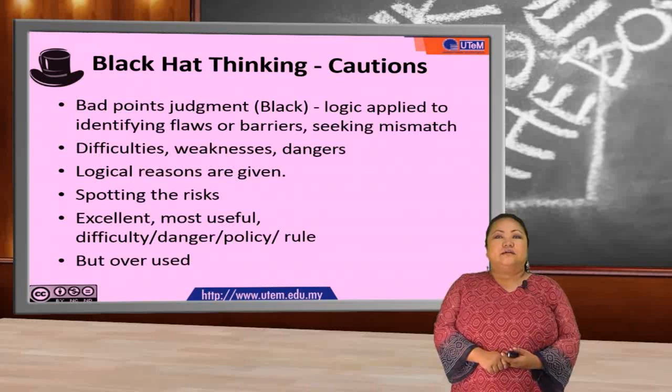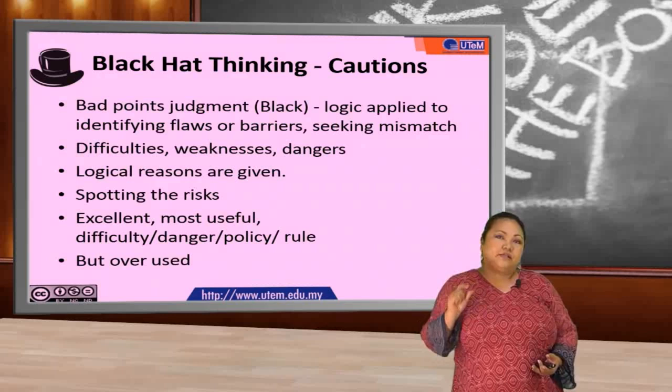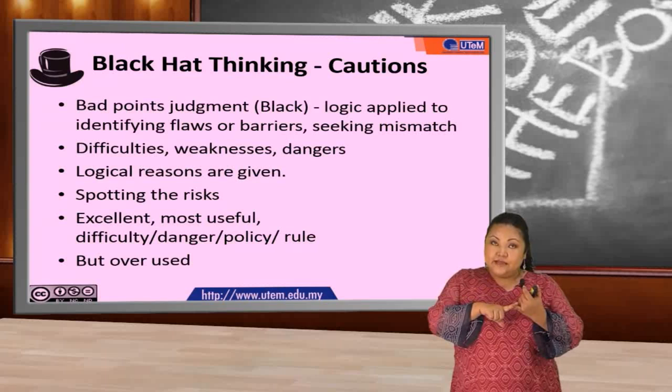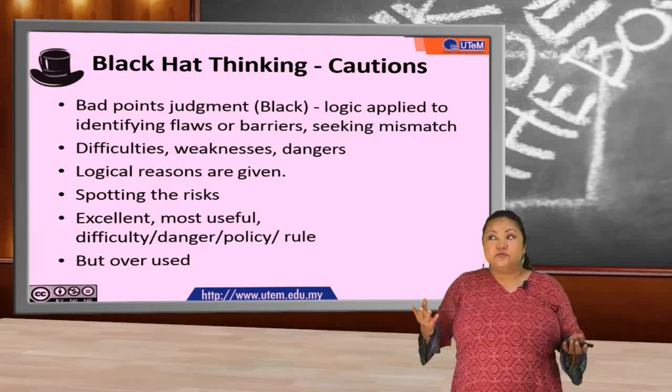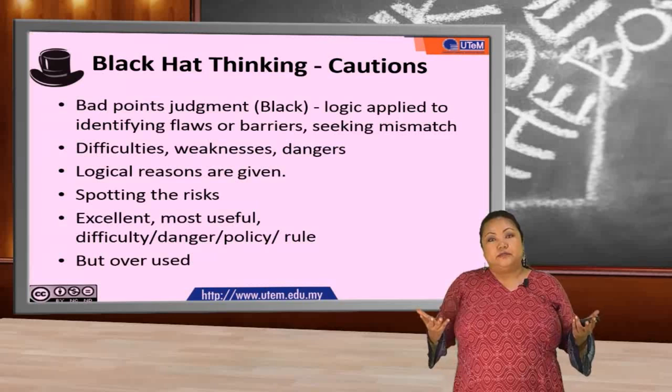Now, you have to understand as well, black hat thinking is not just about the bad points. It is also about caution. What does that mean? It talks about policy, it talks about rules, it talks about law, it talks about regulations. If you are writing things down and you're like, oh, this is about statute 108, it goes under black hat thinking.